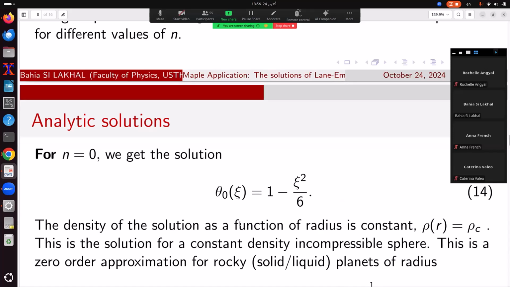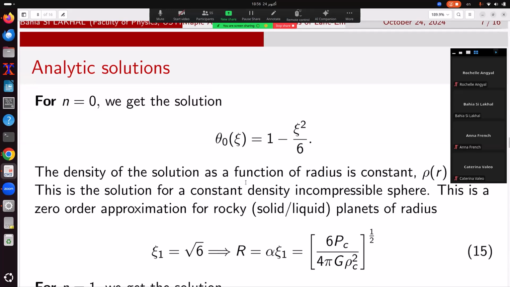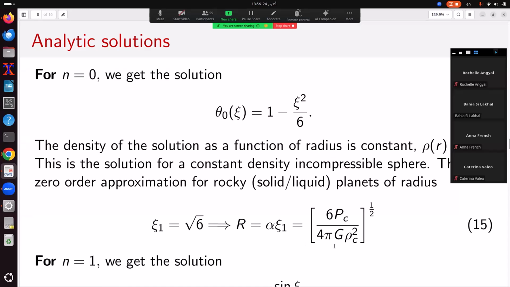We see that the density of the solution, as a function of radius, is constant. So this polytrope will explain well, for example, some rocky planets. The radius is found if xi1 is equal to the square root of 6, by the boundary condition theta of xi1 equals 0. So the radius of such a polytrope is equal to this value.